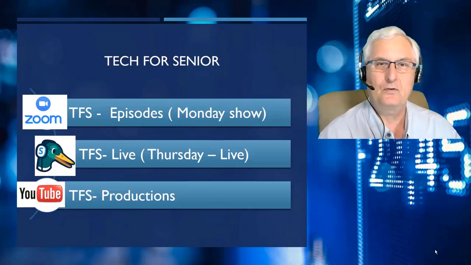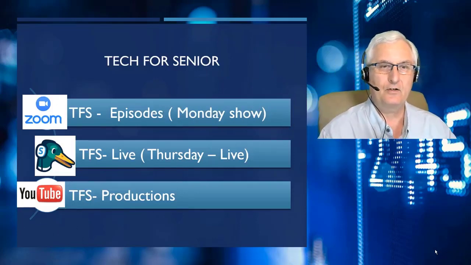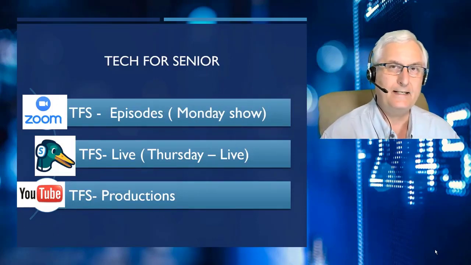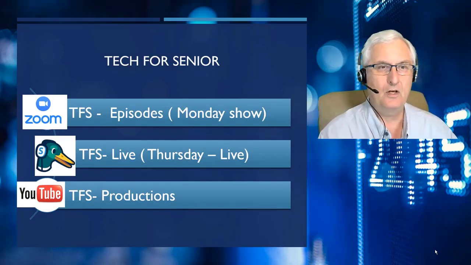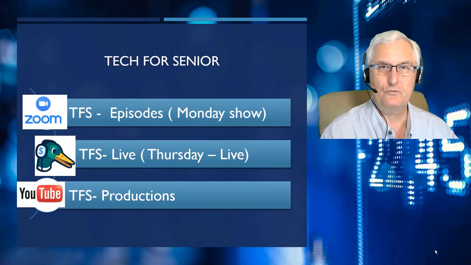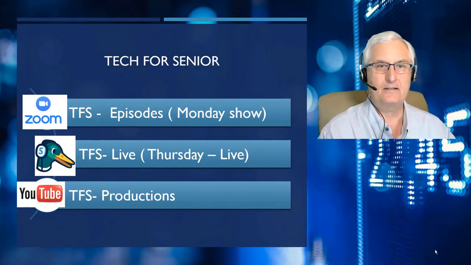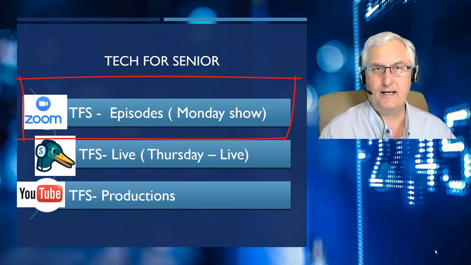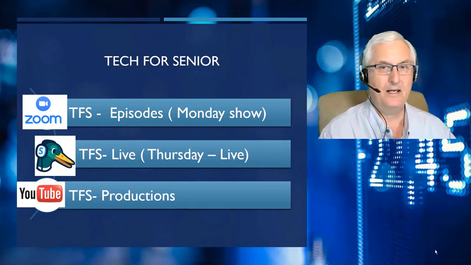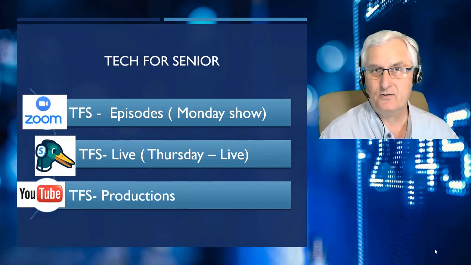All right, so let's talk about Tech for Senior. We have 3 different sections. We, of course, have our Monday show, which is produced through Zoom. This is a weekly show. It's 1 hour. It starts at 9 o'clock Pacific time and runs with a question and answer at the end.